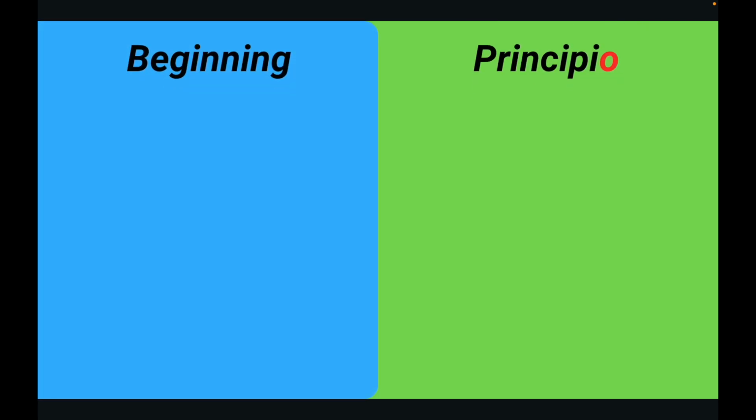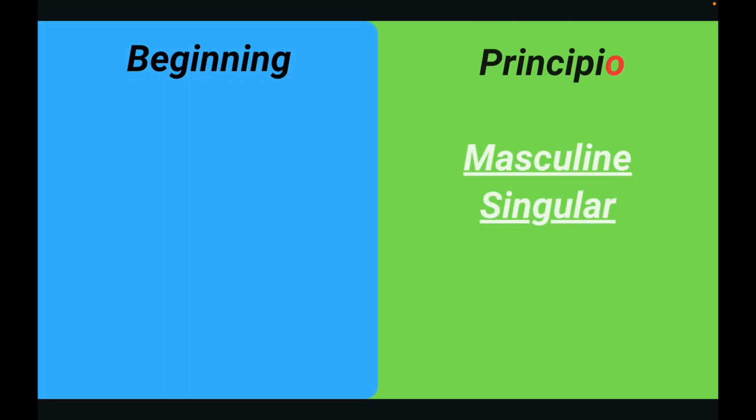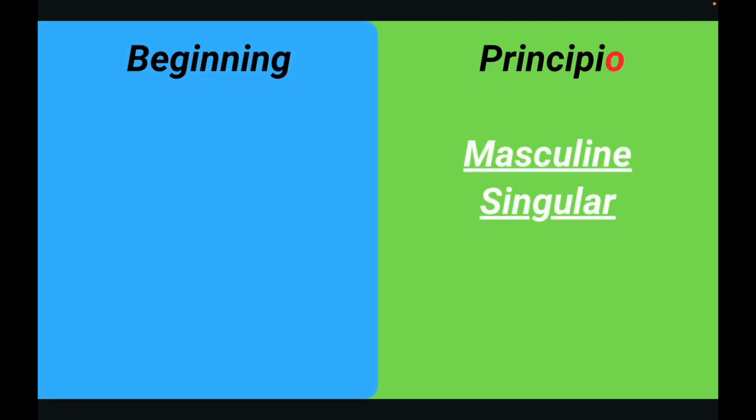Now, you'll notice that principio ends with the letter O. And the O ending is a masculine singular ending. Spanish nouns will have both gender and number. By gender, we mean they are either masculine or feminine. Words are either masculine or feminine, and don't try to make sense of it. There's nothing inherently male about the word beginning. This is just a grammatical gender, which is something different from biological gender, obviously. So principio ends with the O vowel, and usually when a word ends with O, not always, but usually, that word is going to be masculine.